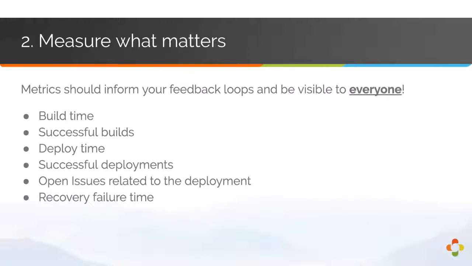This number is important because it needs to stay low relative to the other changes that you're making in your pipeline. So if you're making a bunch of changes in your pipeline and those changes make it so that your recovery failure time increases as opposed to stays the same or decreases, then we're making bad decisions about our pipeline. So metrics are very important, and you should always measure what matters.